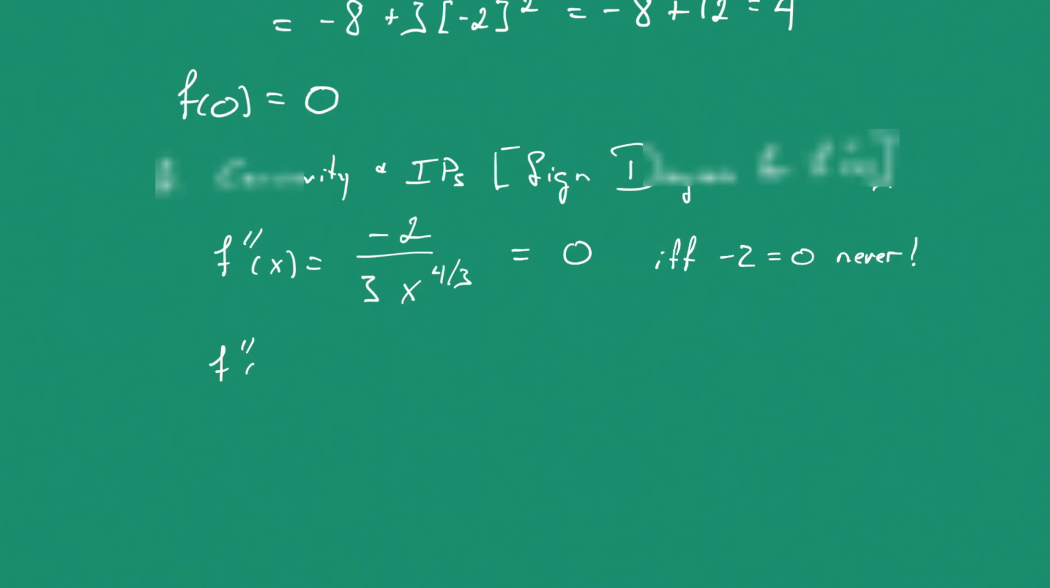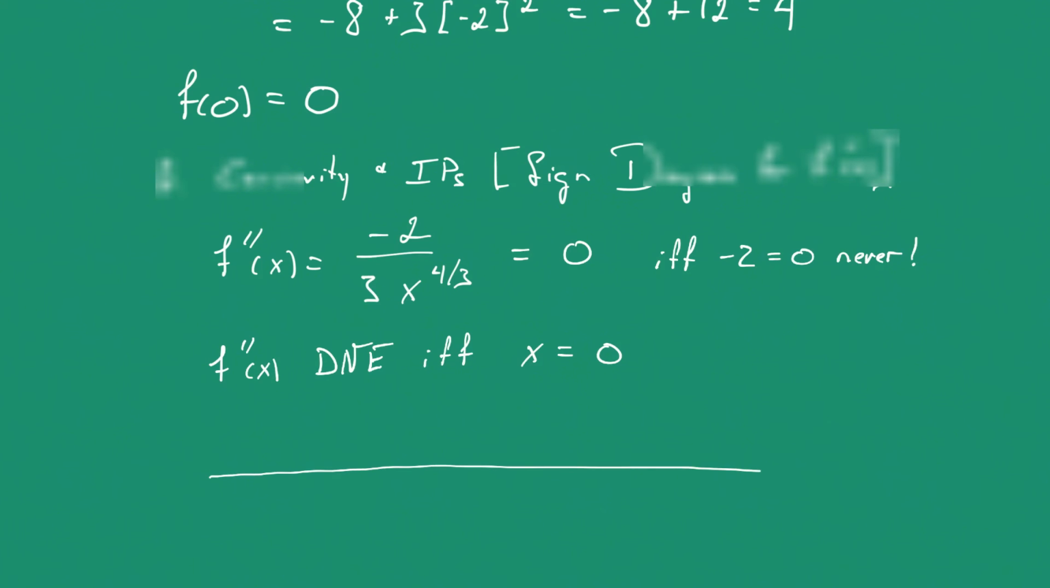And f prime prime of x does not exist exactly when the denominator is 0. That's going to happen when x is equal to 0. Right, so let's form our sign diagram for f prime prime. We put all places where f prime prime is 0. Well, that's never on the sign diagram. And all places where f prime prime does not exist, that is 0 on the sign diagram.